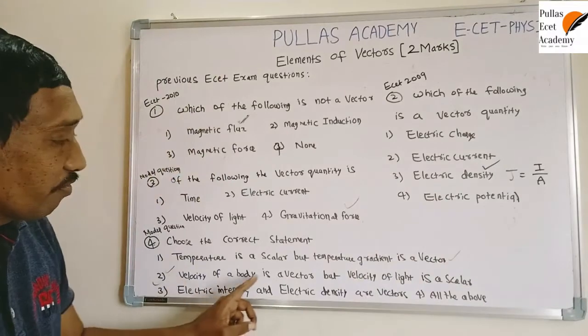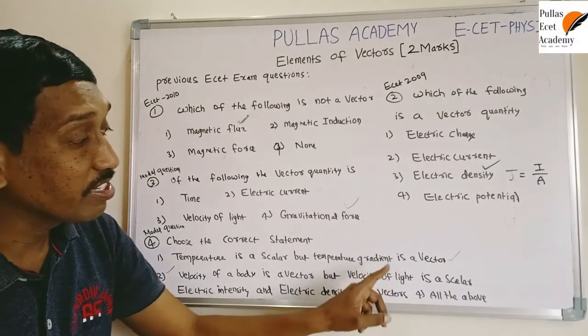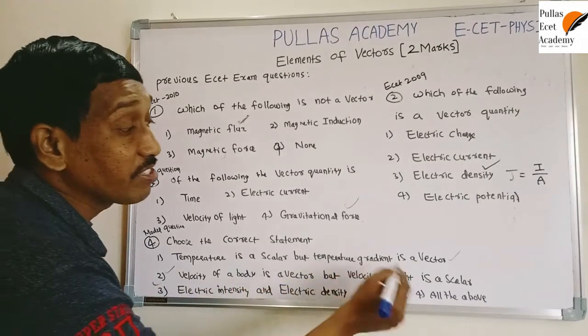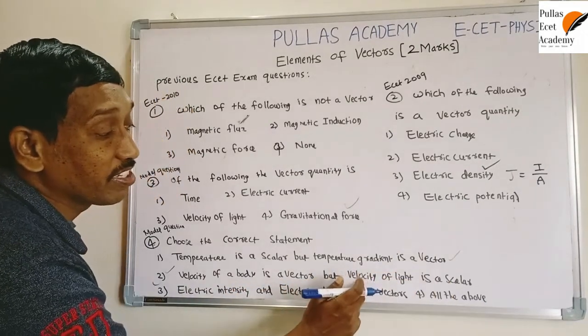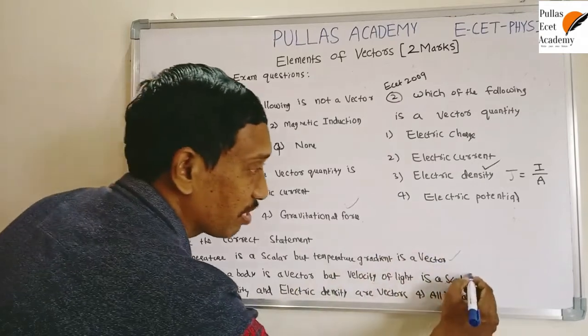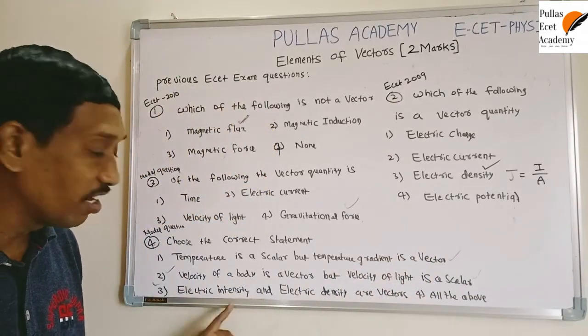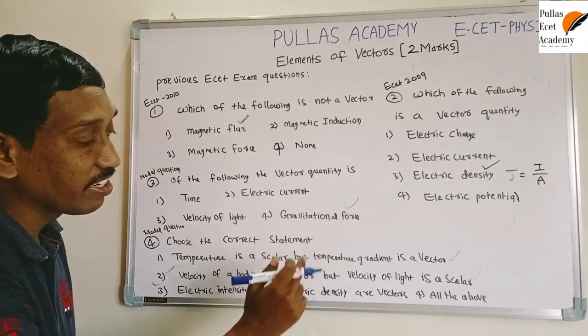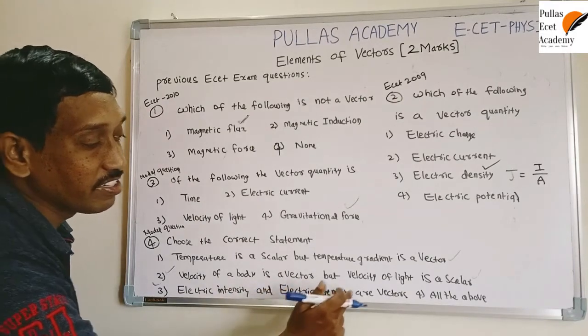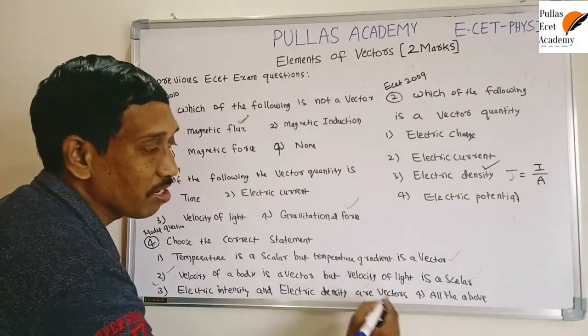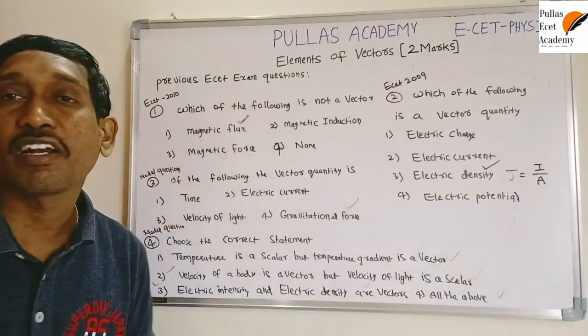And velocity of a body is a vector, but velocity of light is a scalar. That's correct. Velocity is a vector, velocity of light is a scalar, because it does not obey the laws of vector addition. That's why it is also a correct statement. Third option, electric intensity, meaning electric field, is a vector, and electric current density is also a vector, both are vectors. That's the third option also correct. That means all the above is the correct option.